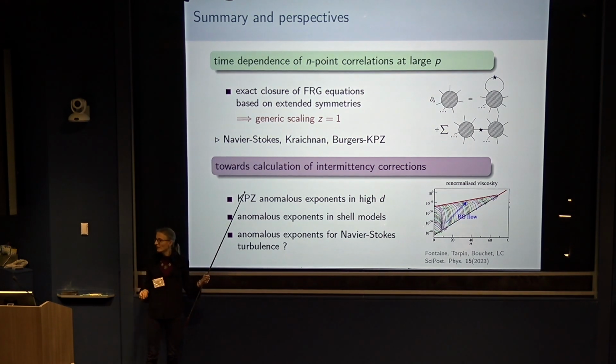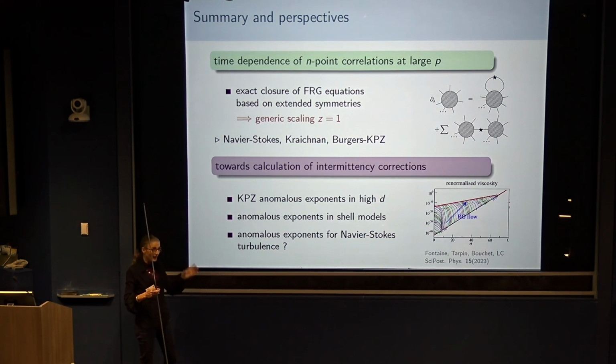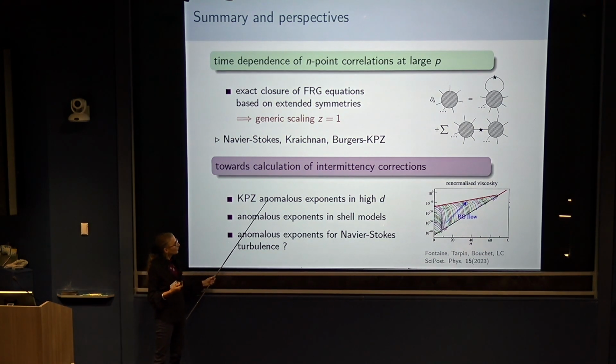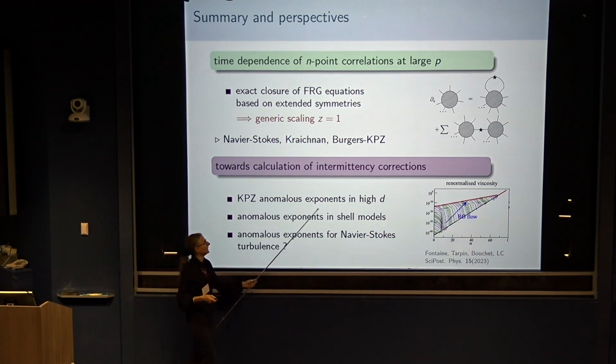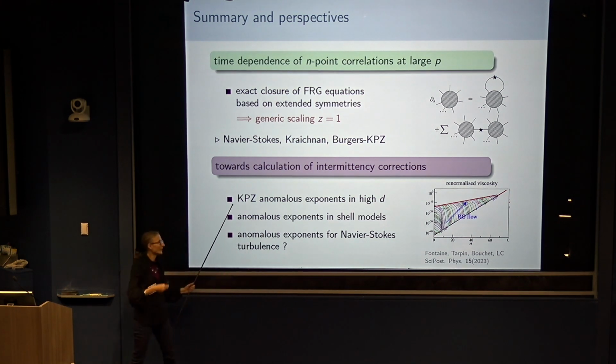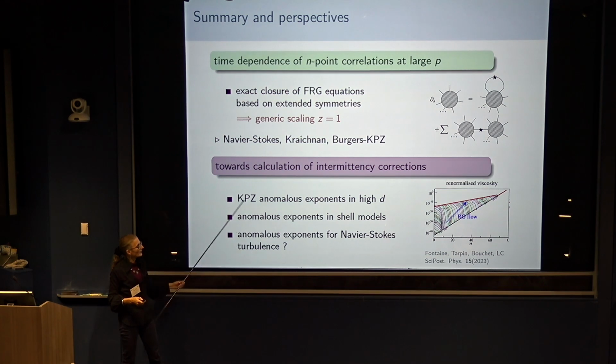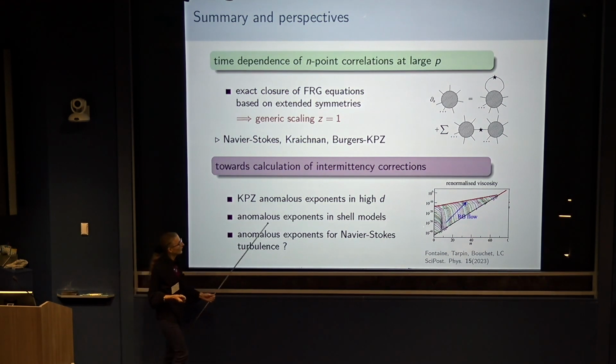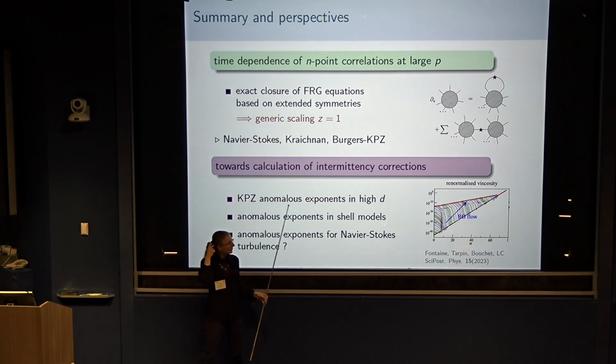As a perspective, it would be very nice to go back to equal time properties, structure functions. We have an estimate of the KPZ exponent only, but that's not very good at high D. So we would like to improve that by using the existence of the inviscid Burgers fixed point. And we have started, in fact, to compute that in simplified models of turbulence, which are shell models. And here we could show that, indeed, you have an anomalous exponent for S2.